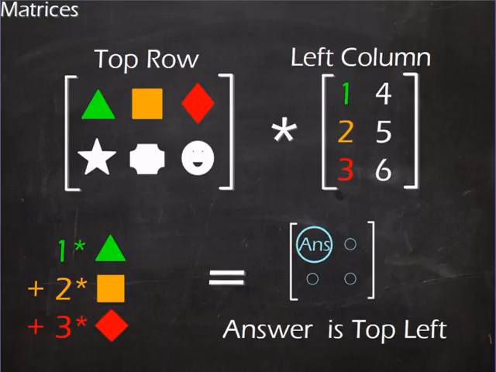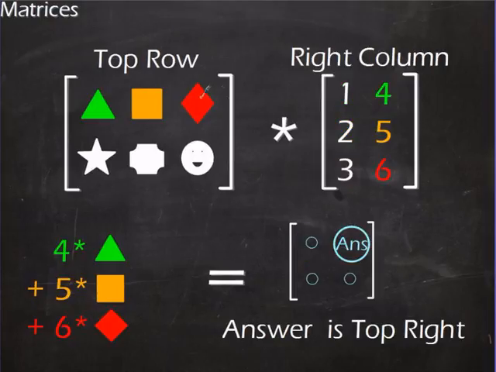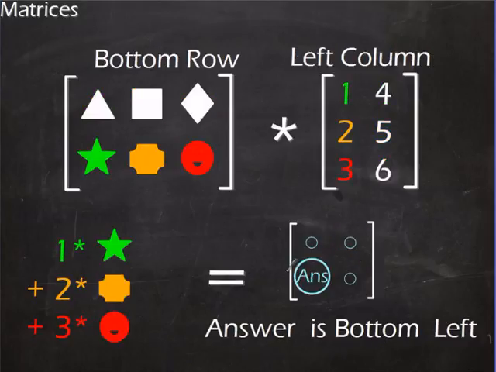And then next we'll do the top row times the right column, so it'd be triangle times 4, and then you add it to square times 5, and then you add that to the diamond times 6, and top row right column, the answer goes in the top right. So you'll probably realize then that when we multiply the elements of the bottom row by the left hand column, it goes in the bottom left.